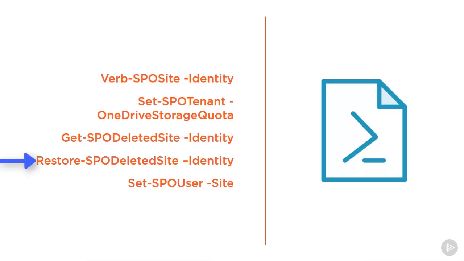We have a Restore-SPODeletedSite if we want to restore a OneDrive site that was deleted for a specific user. And then we can use the Set-SPOUser -Site, which would be the site that we're trying to access. And this will allow us to assign a site collection administrator to that OneDrive for Business site, which will then allow that user to be able to access that site.